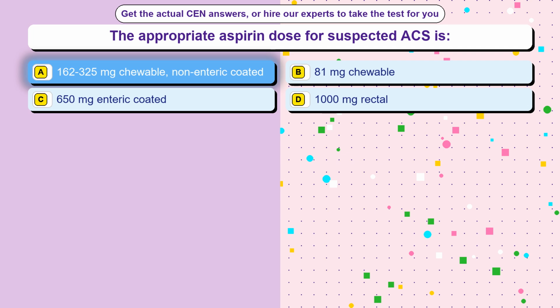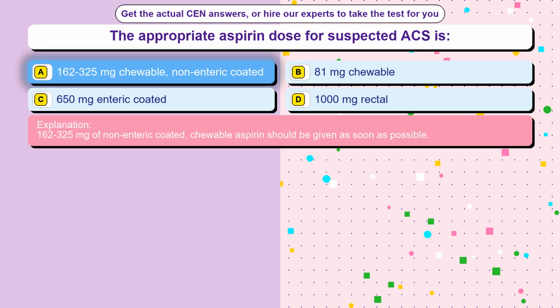The correct answer is option A, 162 to 325 mg chewable, non-enteric coated. 162 to 325 mg of non-enteric coated, chewable aspirin should be given as soon as possible.